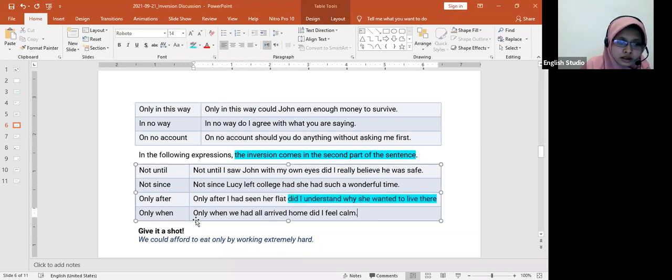Okay. And then only when we had all arrived home did I feel calm, yeah? Okay, so those are the examples for inversion in the second part of the sentence, yeah? So I will give you another live practice. Could you please replace the sentence into an inversion? Okay. We could afford it only by working extremely hard.